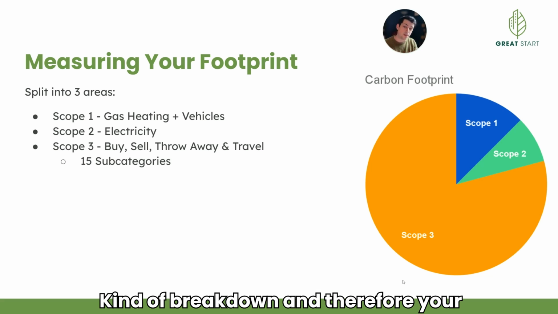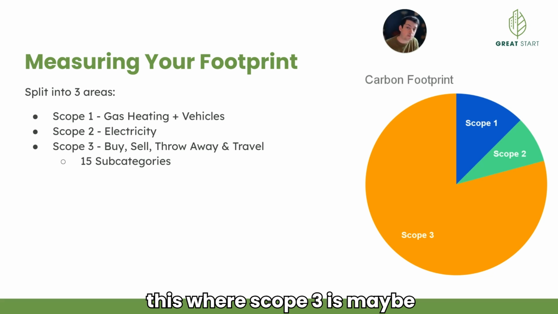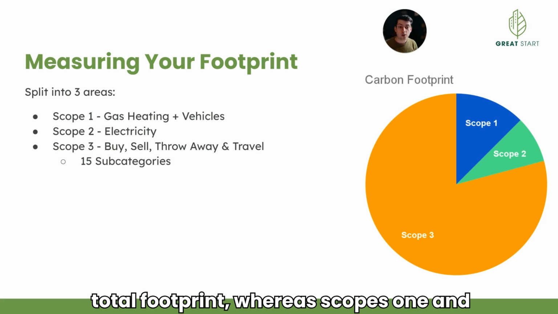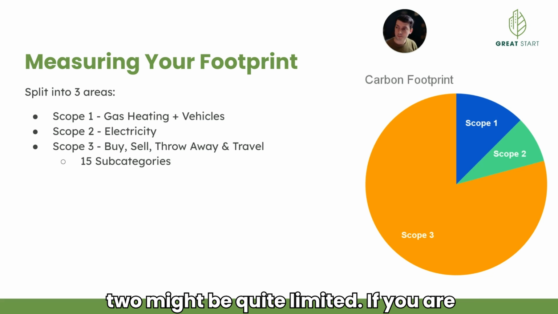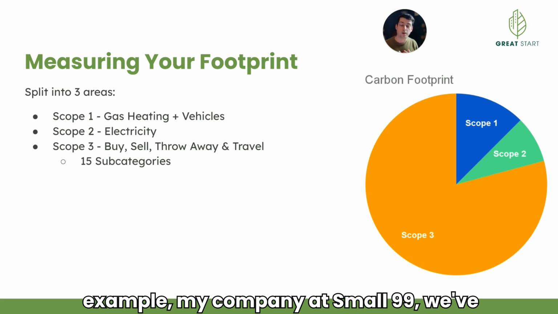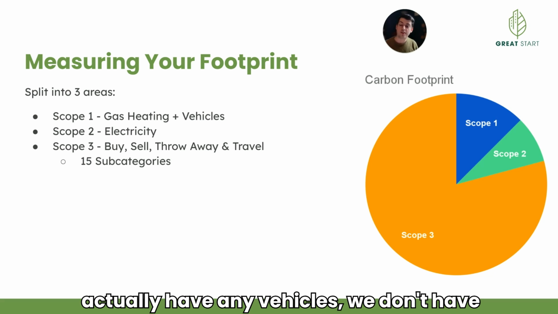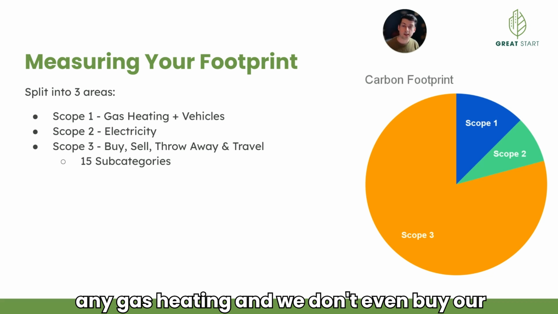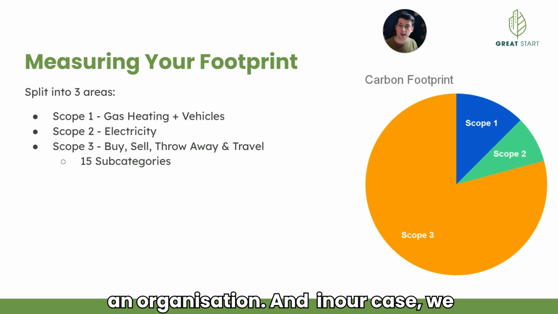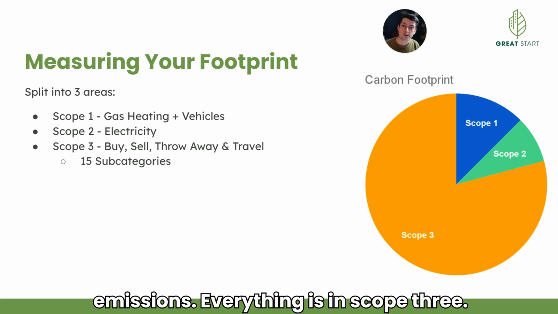So it's a really big part of your footprint and a really big part of your operational breakdown, and therefore your carbon footprint will look something like this, where Scope 3 is maybe 70, 80, even 90% of your actual total footprint, whereas Scopes 1 and 2 might be quite limited. If you are working in a co-working space, so for example, my company at Small 99, we've got a serviced office, so we don't actually have any vehicles, we don't have any gas heating, and we don't even buy our own electricity. It's all done through an organisation, and in our case, we don't actually have any Scope 1 or 2 emissions. Everything is in Scope 3.